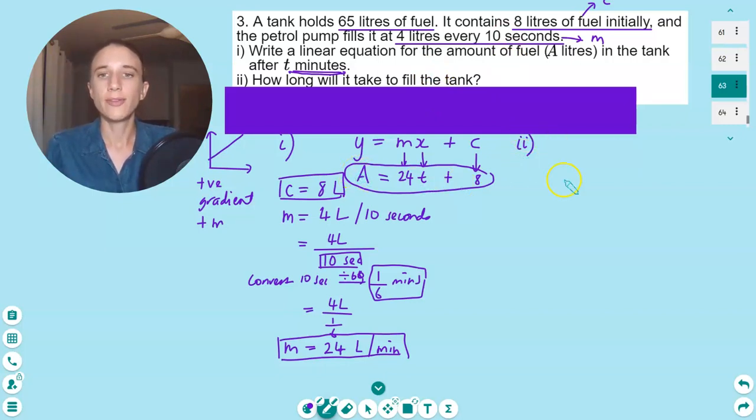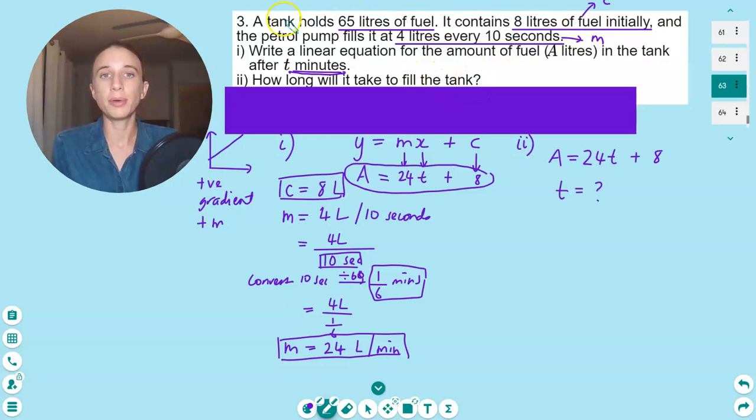How long? So I've got my equation, A equals 24t plus 8. This is where our data table comes in handy. So how long? You're thinking, okay, well, what am I finding? Am I finding the time or am I finding the amount of fuel? If it's asking how long, I'm finding time, so I don't know time. Now, what on earth? It feels like they haven't given us enough information.